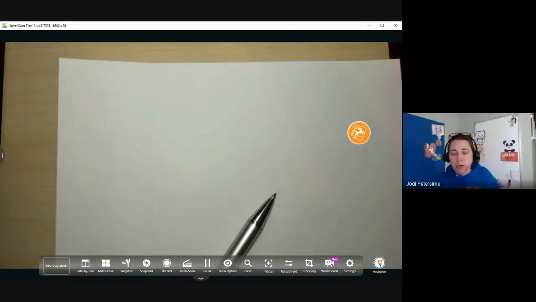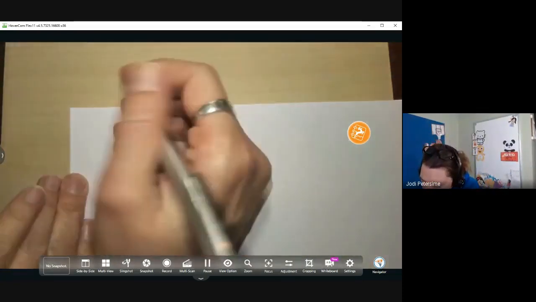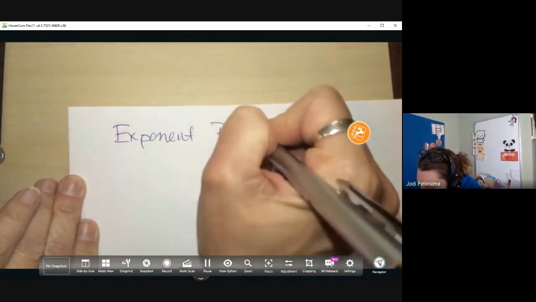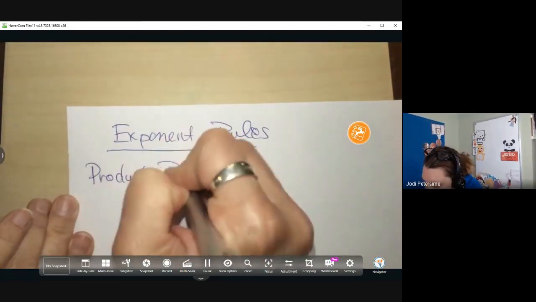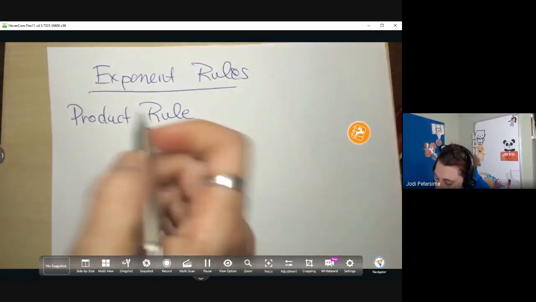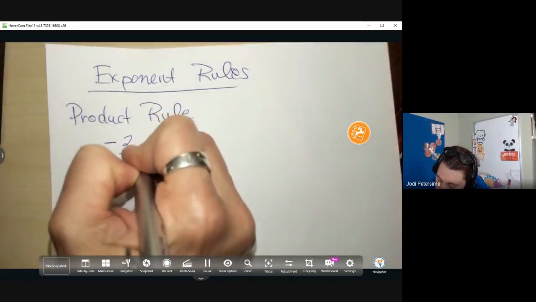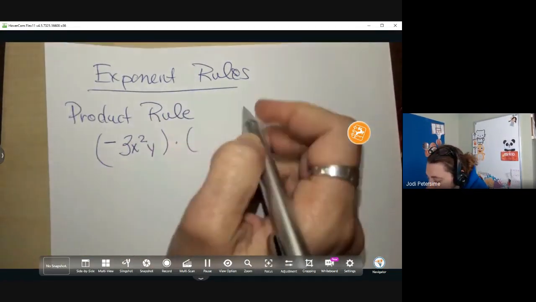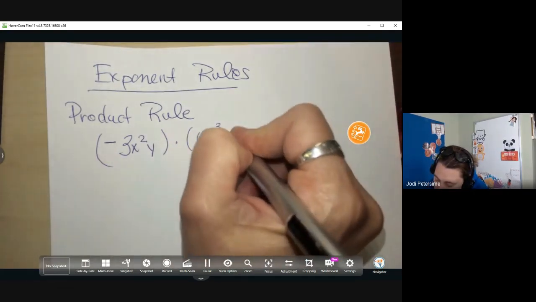So this particular part, we're going to review our exponent rules. Our exponent rules that we need to look at, we have the product rule. And the product means multiplication. So a product rule would be something like if I have negative 3x squared y, and I'm multiplying that by 6x cubed yz.